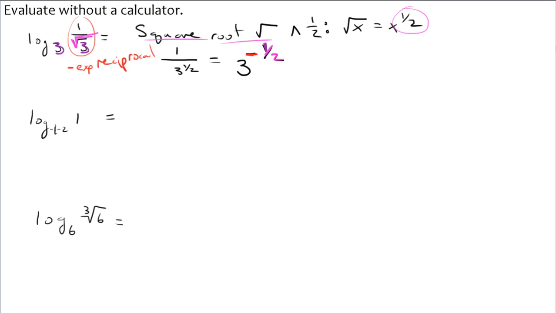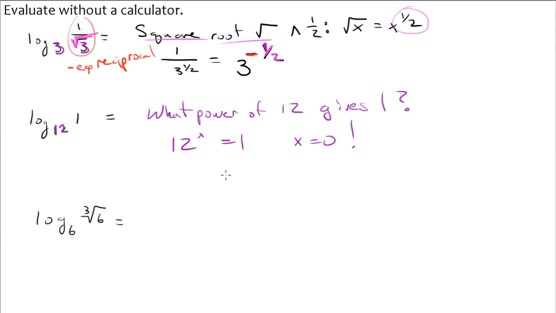Next, we have the log base 12. I'll rewrite that base a little bit. Log base 12 of 1. So this is asking us what power of 12 gives 1. What power of 12 is equal to 1? 12 to what is equal to 1? 0. Always 0.